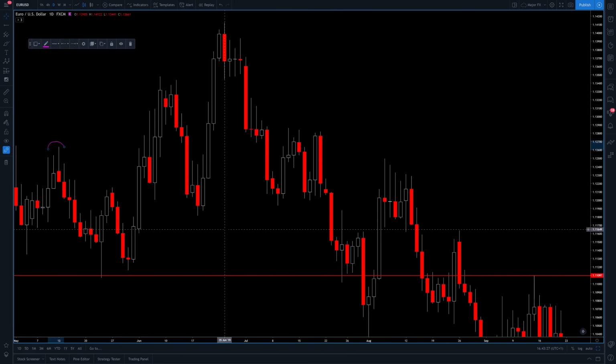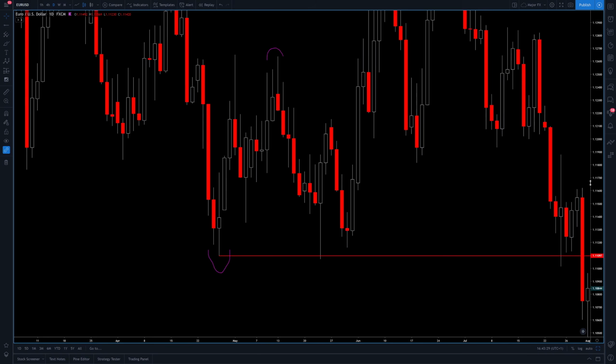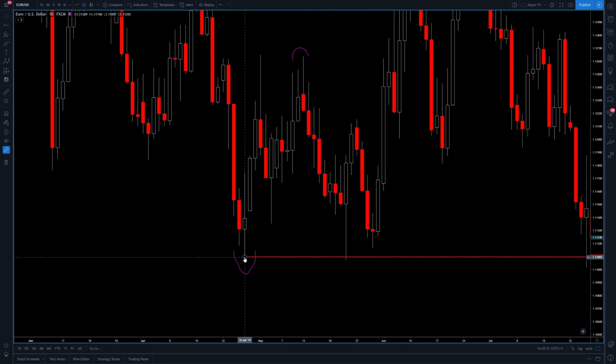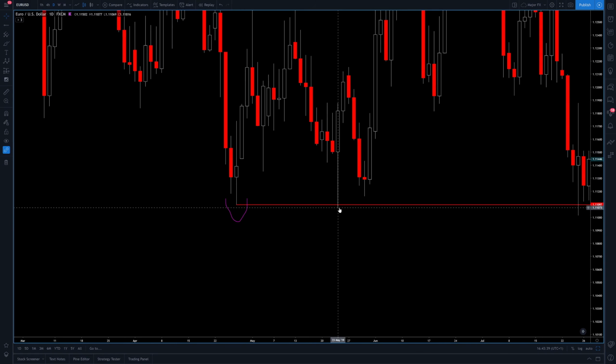If you can't see it properly, I'll zoom in a bit more. So there you can see the exact low of that candle, the exact low of that previous swing, has broken below, but then has closed very strongly above. So if this candle closed there, for example, that wouldn't be a swing failure because you've broken below the previous swing low and closed below it.